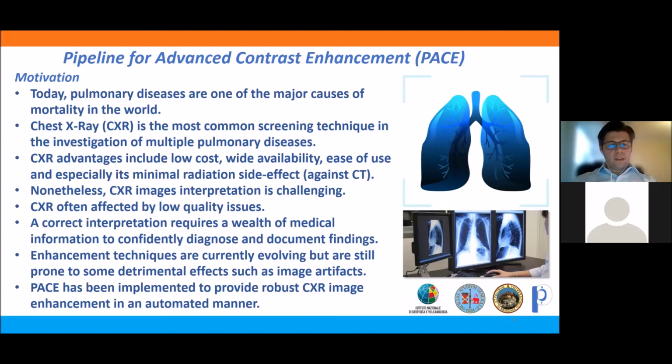CXR often is affected by low quality issues. These are because of the acquisition mechanism or because of the environmental noise. For example, if you are in an ICU, or if you have non-collaborative patients, such as patients who are very sick. And every one of these elements has an implication which might have a detrimental effect on the quality of the resulting acquired chest X-ray image.